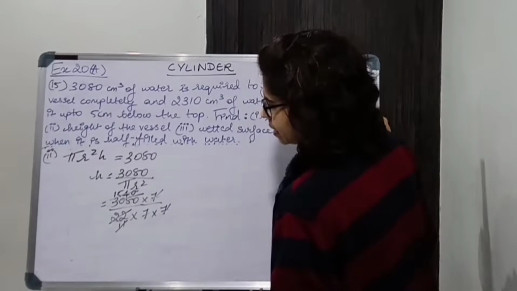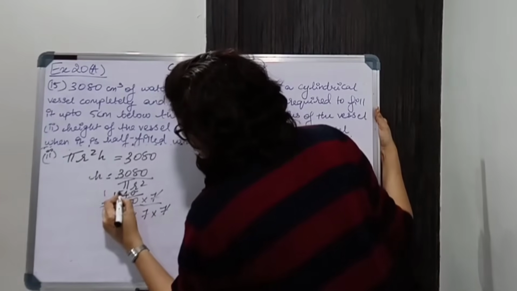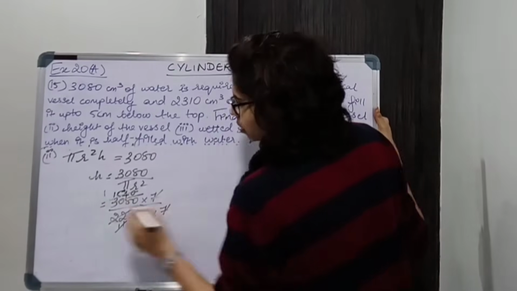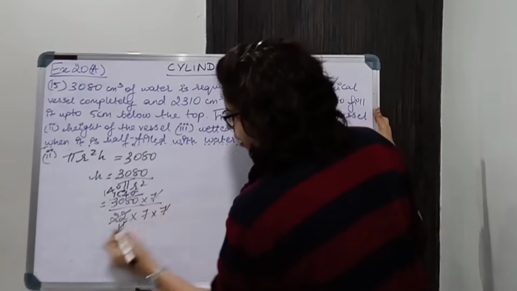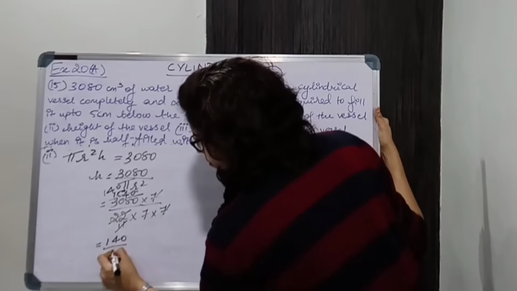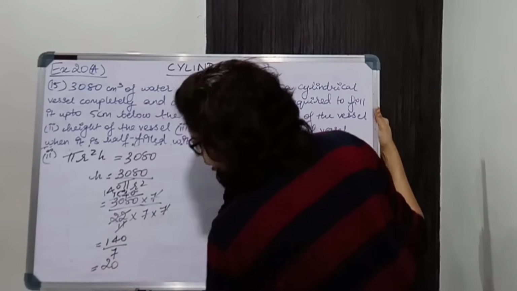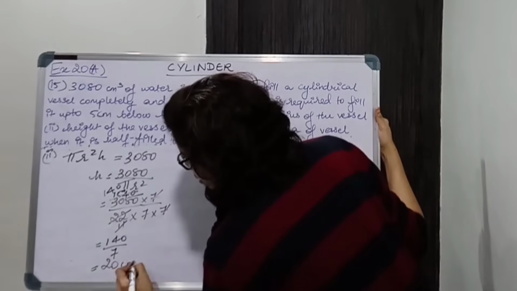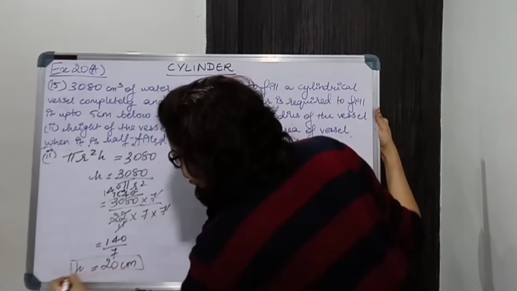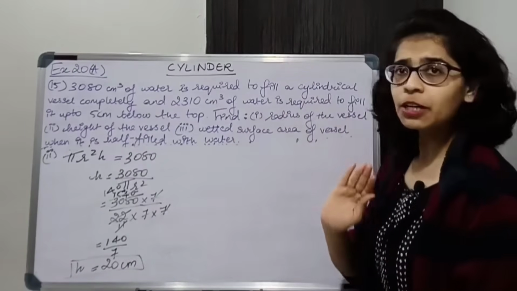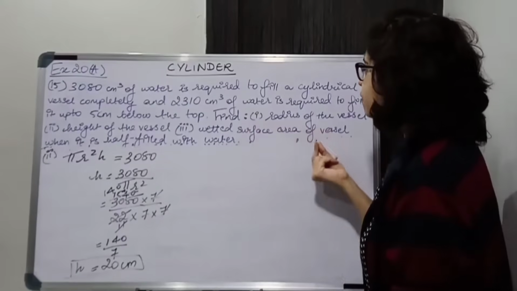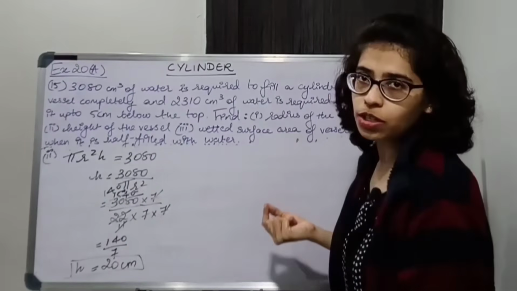This will also get cancelled. 11 1s are 11, 4 बचेगा 44, 11 4s are 0. Okay, 140 upon 7 हो गया, that is nothing but 20. So height is 20 centimeters. So second part भी मिल गया, we got the height of the vessel. Third part में we have to find wetted surface area of vessel when it is half filled with water.